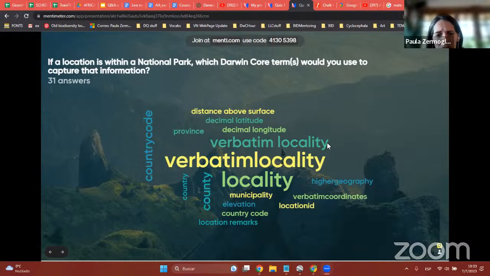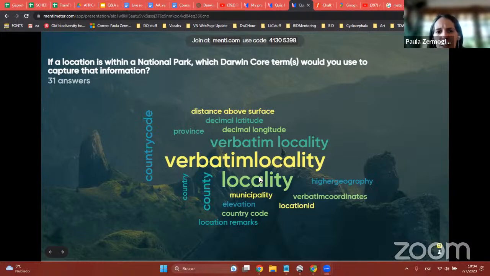So if that is the case, it is perfectly fine to put it in verbatim locality. And it's not just fine, it is what we should be doing. We should be capturing that. If it's in the original location description, we should be capturing it in verbatim locality. Also, if it's in the original description, or if we can say the location is there, we should be capturing it in the locality field. So these two terms are correct: verbatim locality and locality.